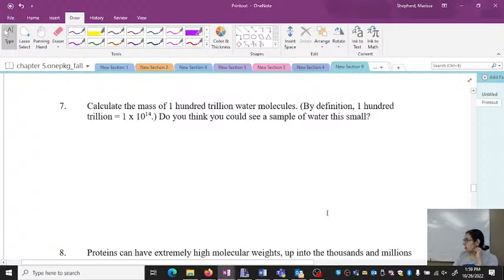So let's look at 7. So see if you can figure this out. Calculate the mass of 100 trillion water molecules. So that's 1 times 10 to the 14th. And could we see a sample of water this small?